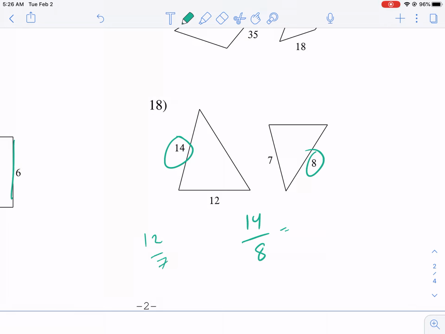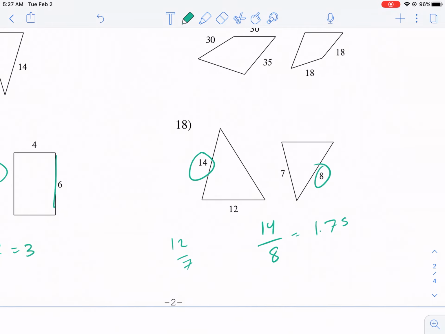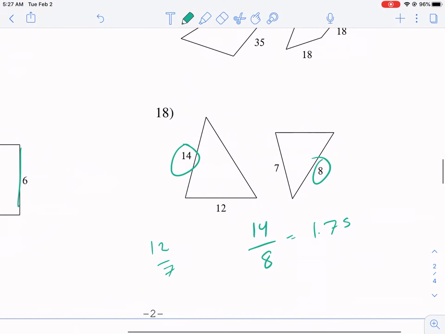So 14 divided by 8, we get 1.75. That's interesting. So 12 over 7, something's wrong with this one. This 7 does not correspond to this side. What I'm guessing here is you can only base it off the information it gives. So we're going to go with a 1.75 ratio here on this one.